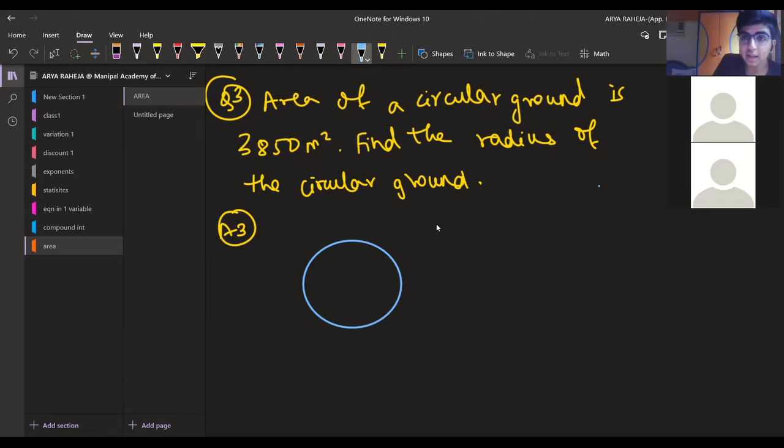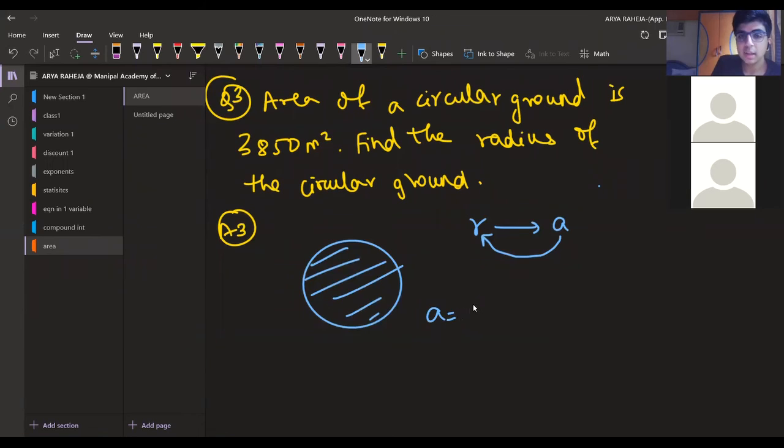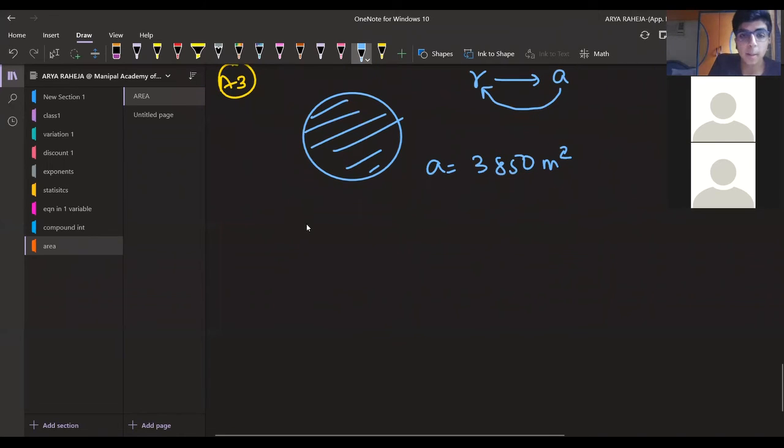तो इसके पहले के क्वेश्चन में क्या था? We were given the radius, we had to find the area. कैसे? Pi r square. Now what's happened? We are given area, we have to find the radius. So let's see. So the area, this whole area of the circular ground is 3850 meter square. Okay, meter square, right? And area is equal to pi r square. So 3850 is equal to pi r square.